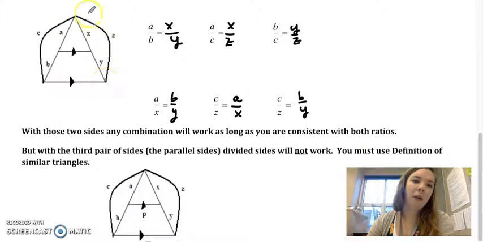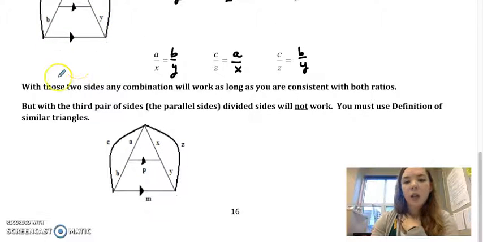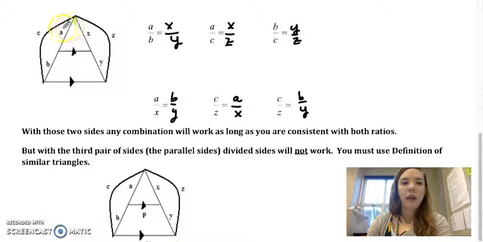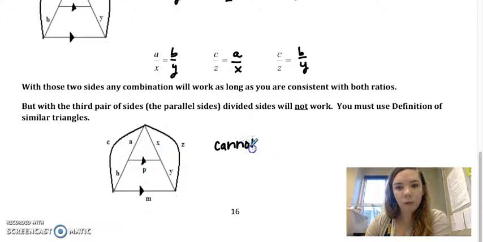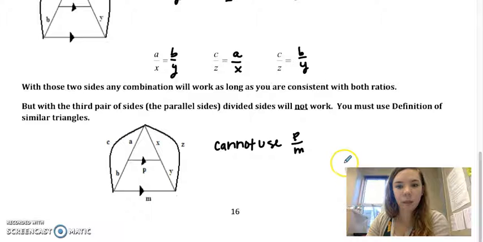They're not actually talking about a curve here, they're just talking about the total, just FYI. With those two sides, any combination will work as long as you are consistent with your ratios. And by consistent, we just mean if you do A over X, then you'd still have to do B first. You can't switch the order. With the third pair of sides, parallel sides, divided sides will not work. You must use the definition of similar triangles. So what they're saying there is that you cannot use P over M. It only works with the other sides on the other legs of your triangle.